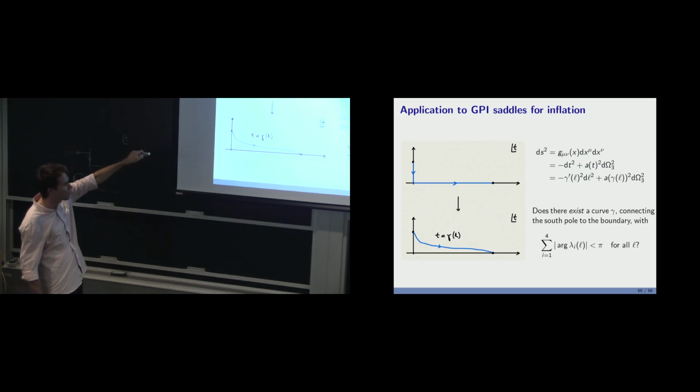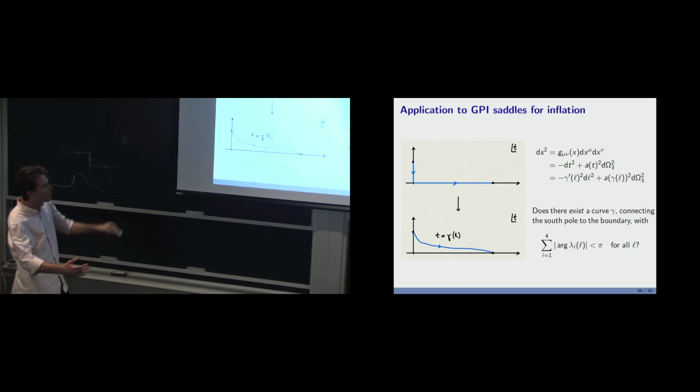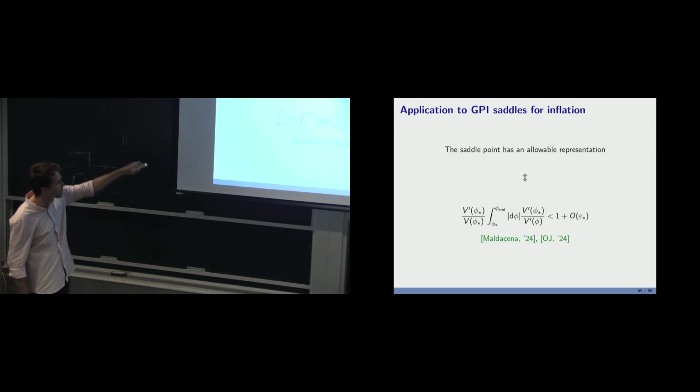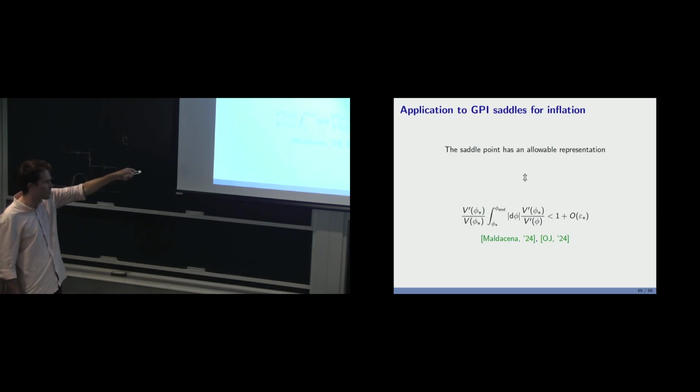Because, like we said, you could choose some other representation, which you could or could not view as the same solution. But I'm going to already be content when we can find one representation of the saddle such that this is satisfied. Now, you can answer that question in slow roll for all of the inflation models. It's an answerable question, and it boils down to this integral being smaller than 1, up to slow roll corrections.